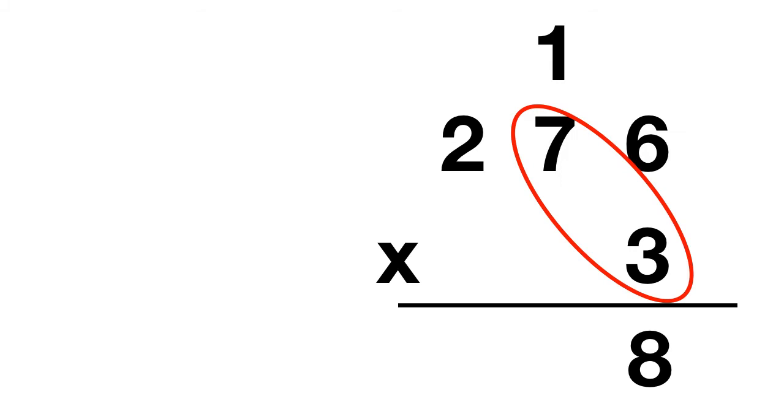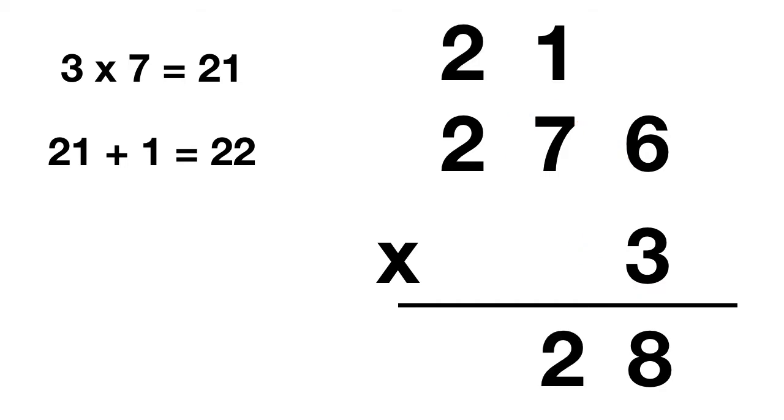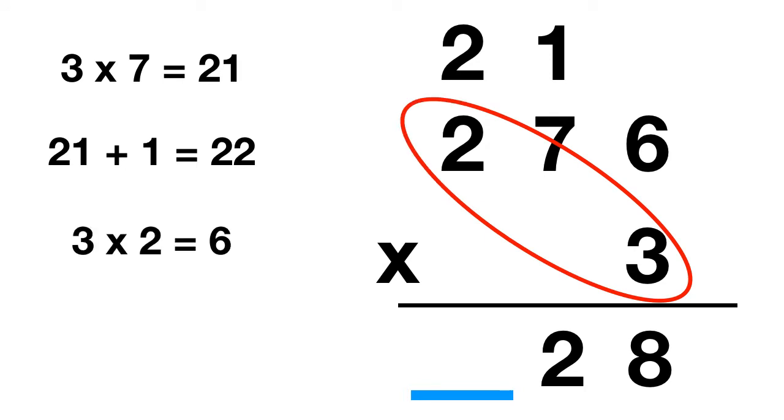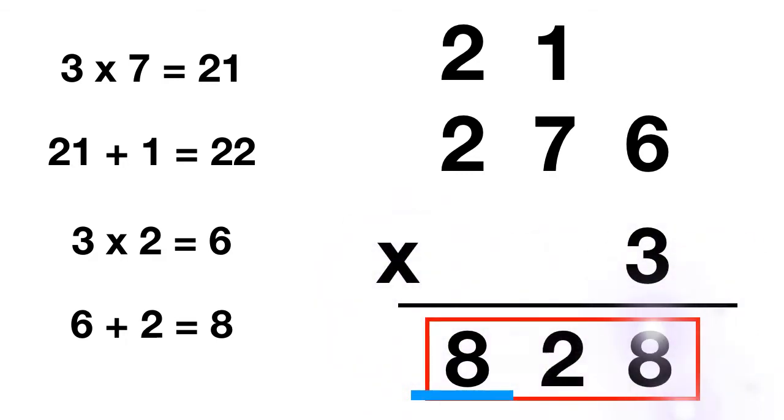Don't forget that 1 on top. So take your 21 and add 1 to get 22. Now the way we write this is the 2 on top and the 2 on bottom. Now what is the last digit I should put down here? Well, make sure you multiply 3 times 2 to get 6, and then add in those 2 up above to get 8. 276 times 3 equals 828.